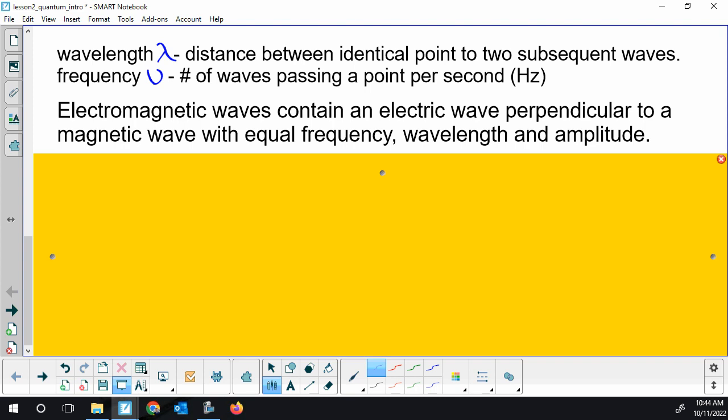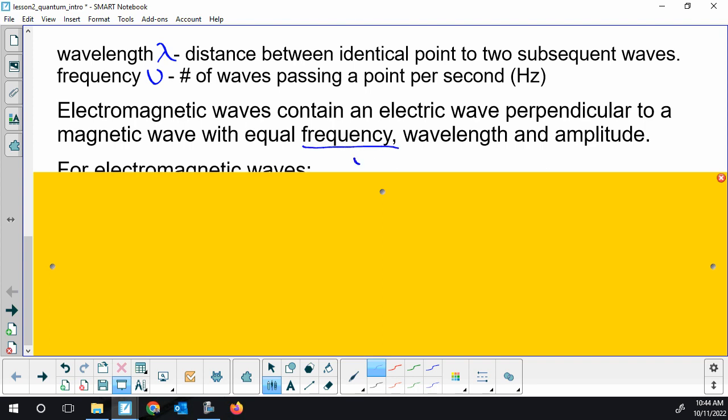So perpendicular is just 90 degrees off. So imagine one part of the wave is going up and down. The other part of the wave is just going right to left. But everything is the same about these two perpendicular waves. We will be looking at frequency, we'll be looking at wavelength, but amplitude is just not going to be, again, one of those variables we're going to be looking at.